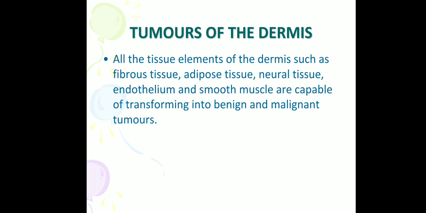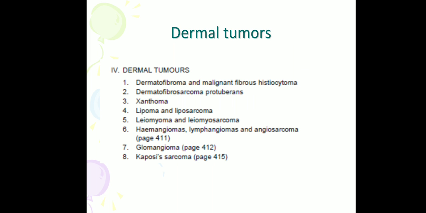Tumors of dermis. All the tissue elements of the dermis, such as fibrous tissue, adipose tissue, neural tissue, endothelium, and smooth muscle, are capable of transforming into benign and malignant tumors. And there are different dermal tumors. These include dermatofibroma and malignant fibrous histiocytoma, dermatofibrosarcoma protuberans, xanthoma, lipoma, liposarcoma, leiomyoma, sarcoma, hemangiomas, lymphangiomas, glomangioma, and Kaposi sarcoma. All these are explained in the soft tissue tumors.